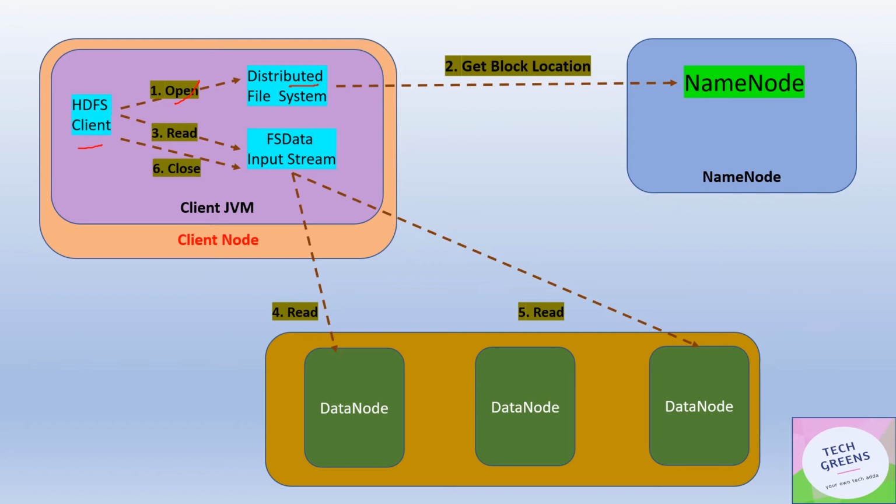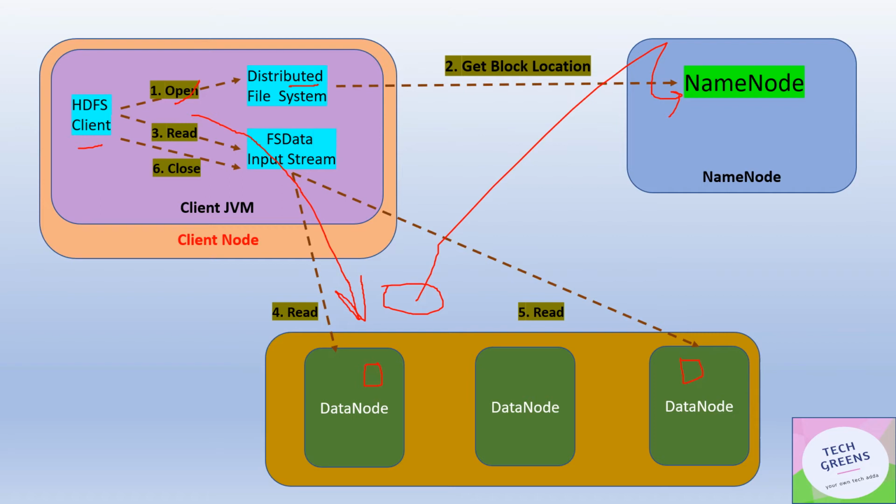Once that information is accessed, the client tries to read the data residing on that particular data node through the FS data input stream. It will open one input stream. That input stream will establish a connection with the data node, which is provided by the name node here, and then it will hook on to that particular data node for the specific blocks of the file which it is trying to read. So in a nutshell, this is how, at a very high level, the read operation is performed.